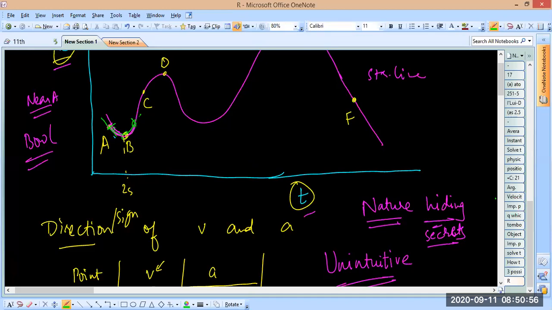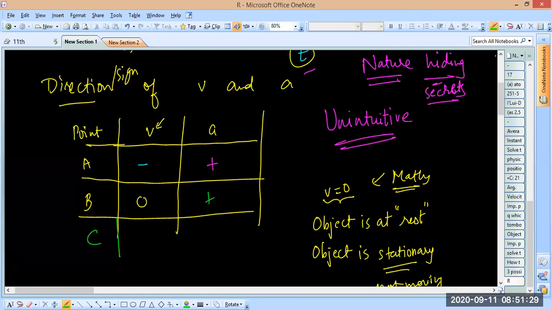C, velocity at C. People, velocity at C. Yes, positive. That's right. Because velocity is given by slope of tangent, right? And here if you draw a tangent, I explained last time, now it will directly be the answer, right? If you draw tangent like this, you can see the tangent slope is positive.